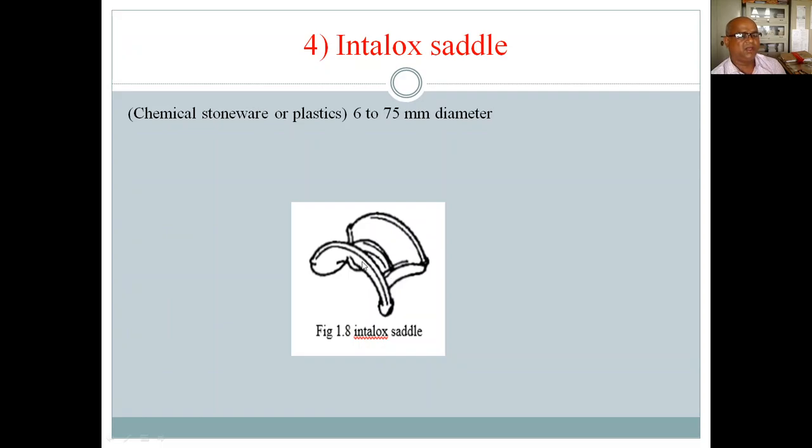Then the Intalox saddle, it is the better one than that one, because it is designed in such a way that when you put this packing material in this column, the contact between two packings will be very minimum, because if it is minimum, that means no more void will be there.